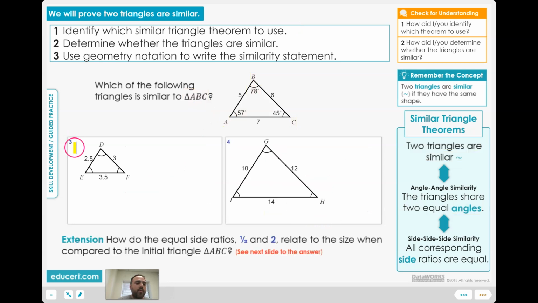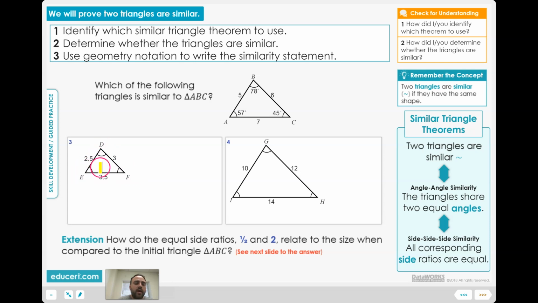Let's try practice problem number 3. Let's read step number 1. Ready, read. Identify which similar triangle theorem to use. Okay, so for problem number 3, if I need to determine which similarity theorem to use, I'm now once again looking at the triangle and what are they giving me?